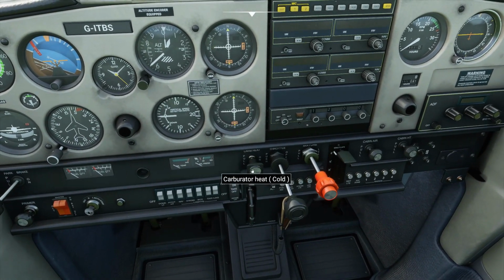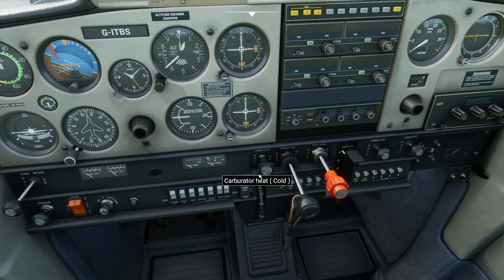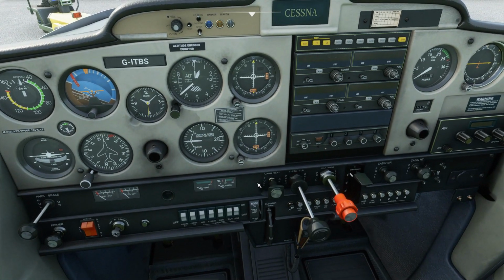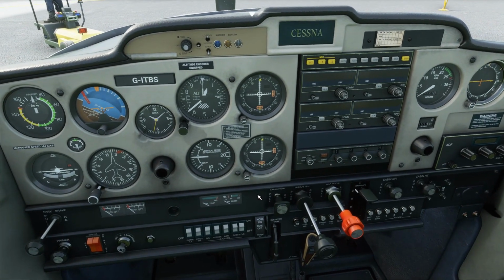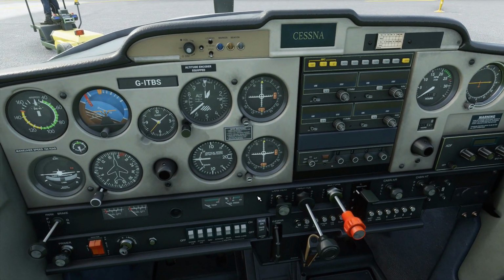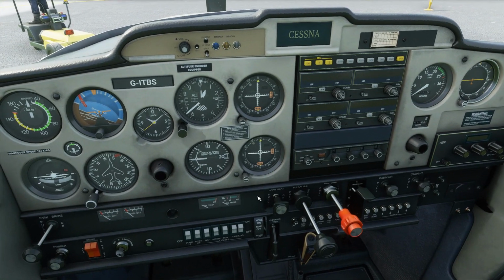Just above that we have the carb heat. That basically, without going into too much depth, the fuel is provided into the engine of the 152 via a carburetor. And the way that the carburetor works, it actually reduces the temperature of the air passing through it.